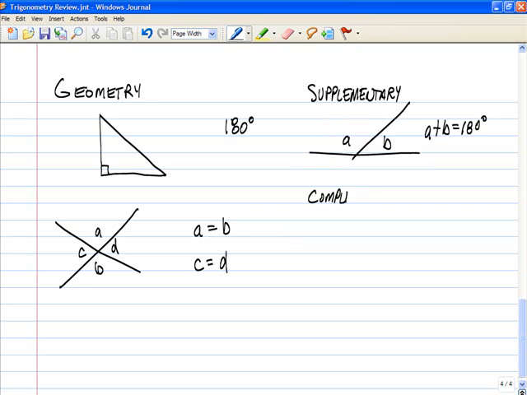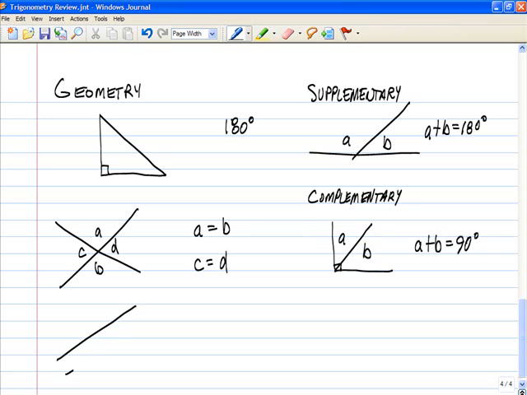Complementary deals with 90-degree angles. If you got a line going through here and you got A here and B here, A plus B equals 90 degrees.